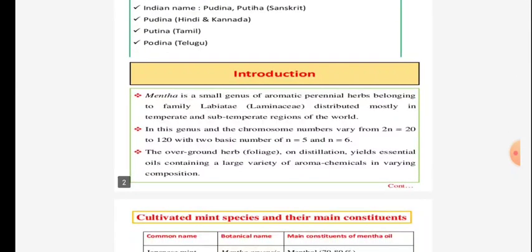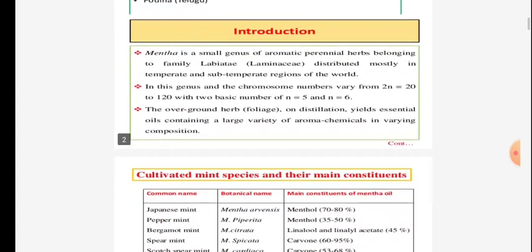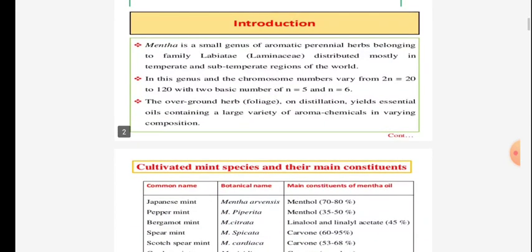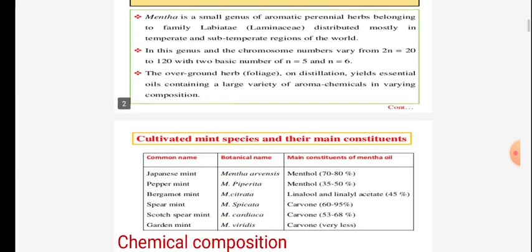So mentha is a small herb. It is a perennial herb belonging to the family Lamiaceae, distributed mostly in the temperate and subtemperate regions of the world. It shows chromosome number 2n equal to 20 to 120, and the basic haploid numbers are 5 and 6. Mainly the leafy foliage part, after distillation, is used to obtain mentha oil or peppermint oil.